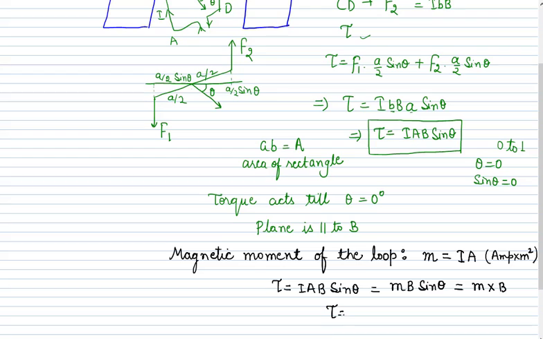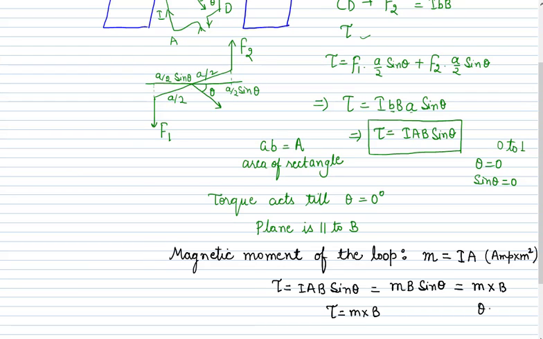So now we have the formula tau is equal to M cross B. You can write down tau in terms of current, area, magnetic field and sine theta, or you can write down tau in terms of magnetic moment and magnetic field. Now when will this tau become 0? The magnetic moment cannot become 0, the magnetic field cannot become 0, only the sine theta can become 0.